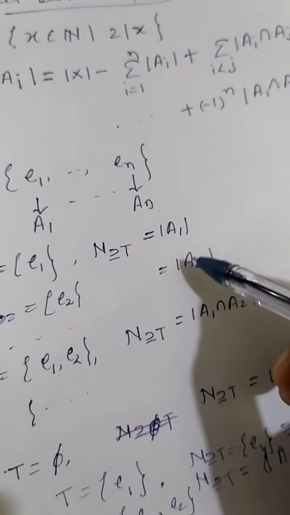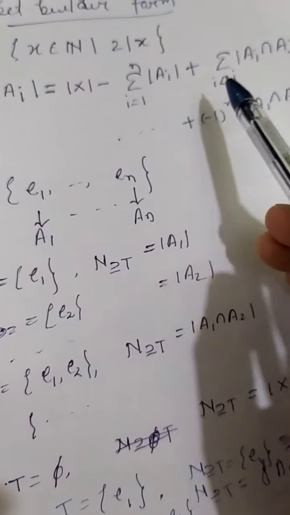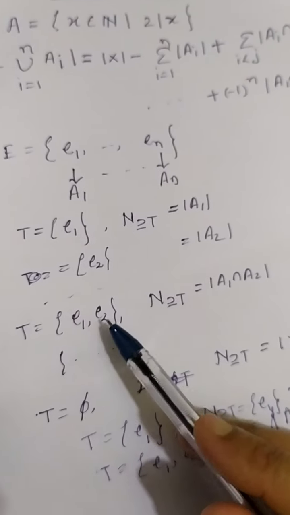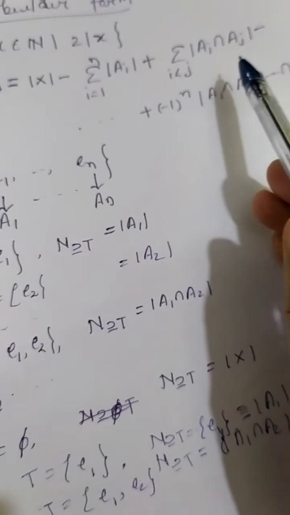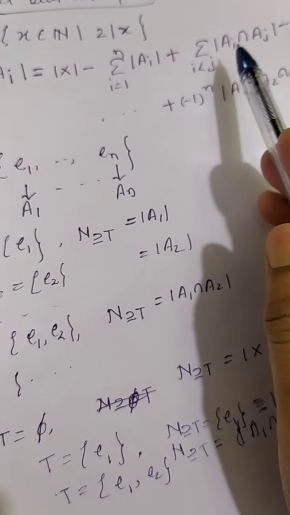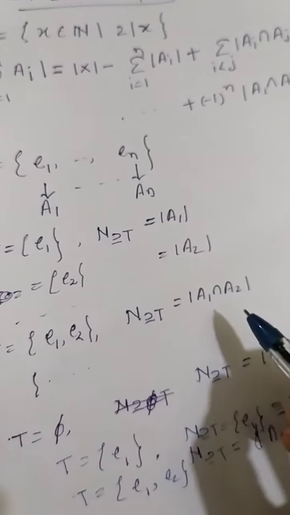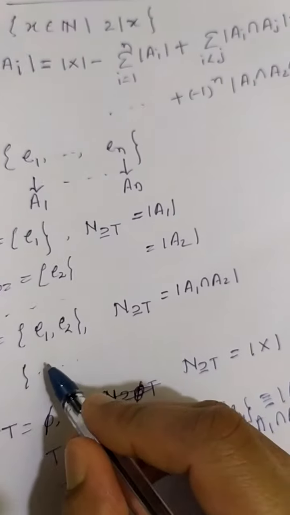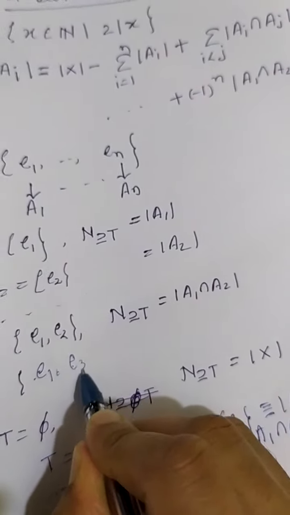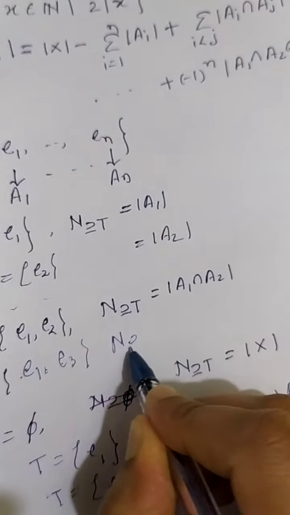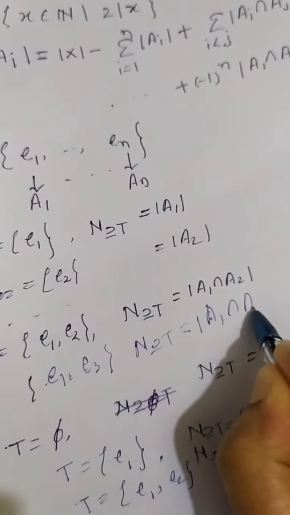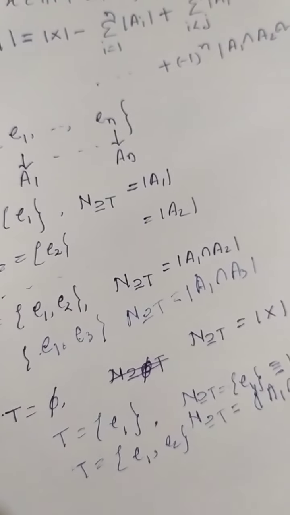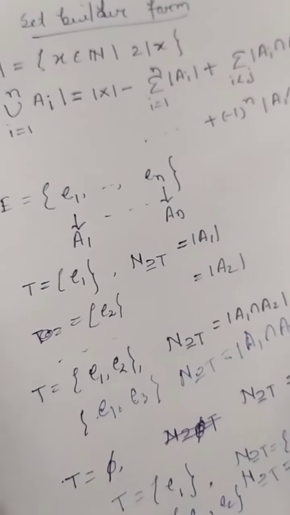Okay, so if I consider T equal to E1 E2, we have this number of elements in E1. Number of elements in E1 E2, that is this. So this may be E1 E3. This can be written as something like E1 intersection E3, all those possible cases.